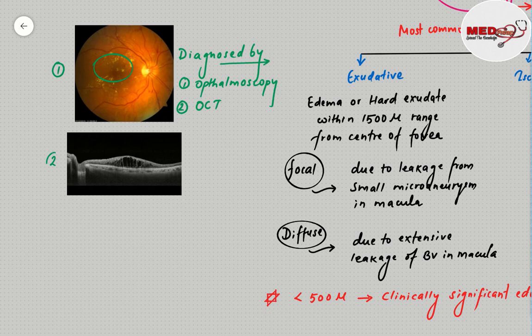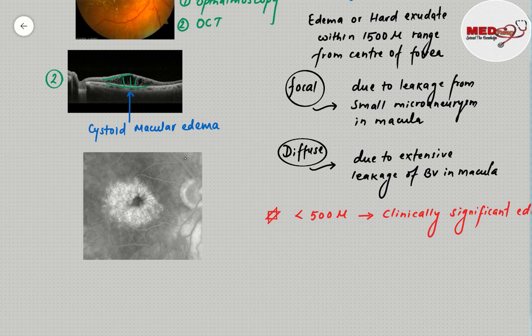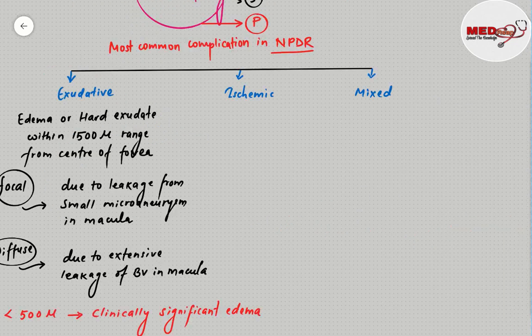The second picture here is the OCT, which is showing edema in the retinal layer that has caused the separation of the retinal layers with the formation of the compartments. This kind of macular edema is called cystoid macular edema. With fundus fluorescein angiography, it appears as the arrangement of the petals in the flower. So we give a term flower petal appearance for the cystoid macular edema.